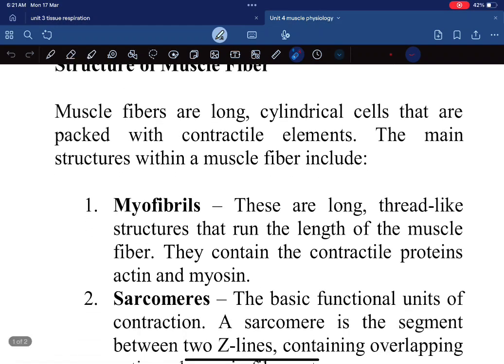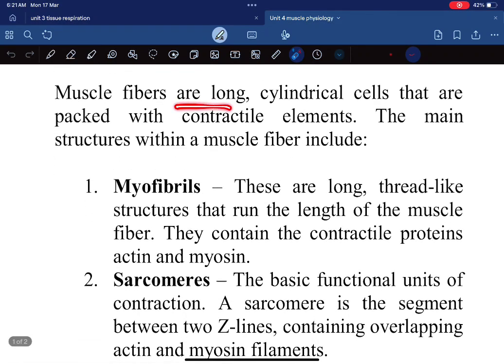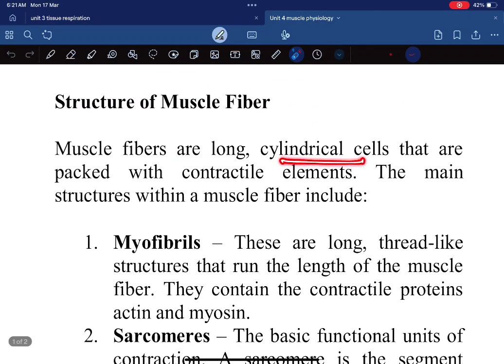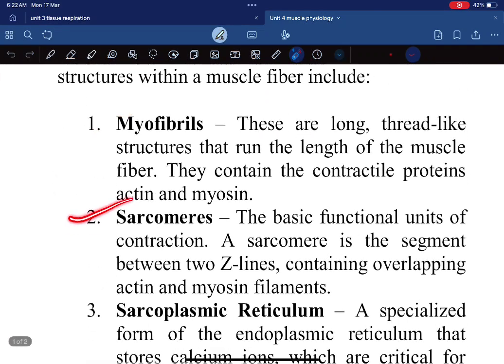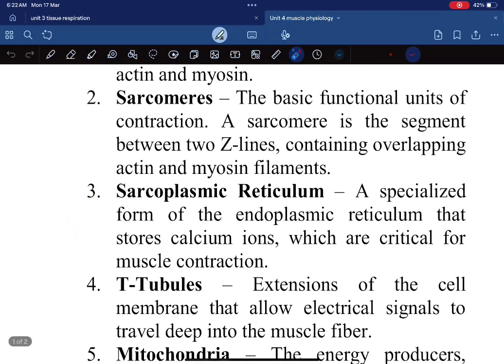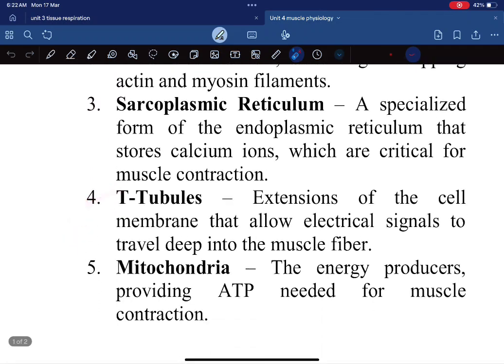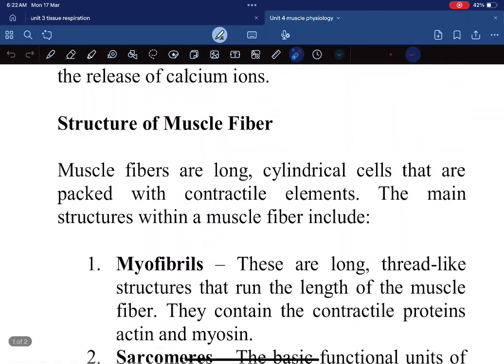Structure of muscle fiber. Muscle fibers are long, cylindrical cells that are packed with contractile elements. The main structures within a muscle fiber include myofibrils, sarcomere, sarcoplasmic reticulum, T-tubules, and mitochondria.